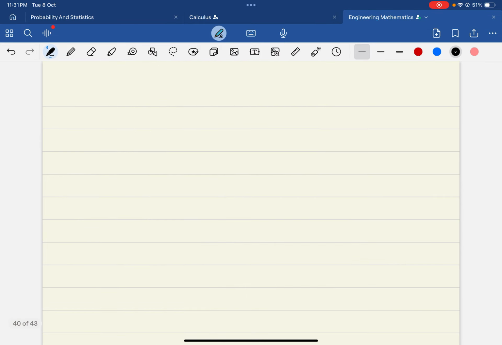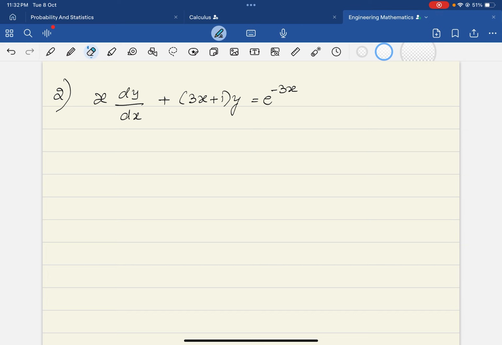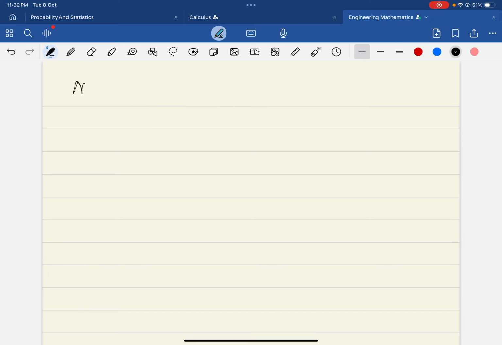Now let us do one more problem on this. Solve the equation x dy by dx plus 3x plus 1 times y is equal to e raised to minus 3x. Before doing this problem, I will give you some hints. Let me write down the problem here. There are some important points you have to note.